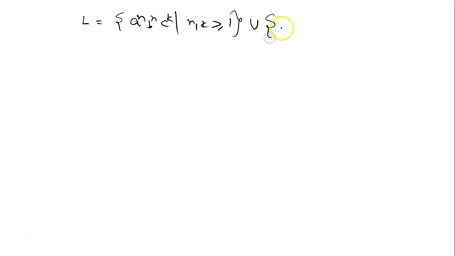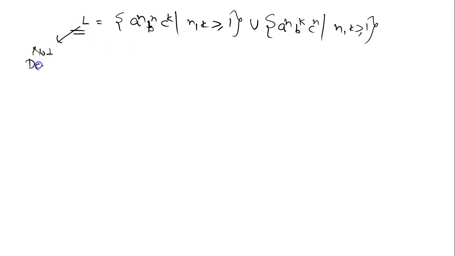Consider this language L1, which is a^n b^n c^k, where k is greater than or equal to 1, union a^n b^k c^n, where k is greater than or equal to 1. Now consider this language L1. This language L1 is a standard non-DCFL language.